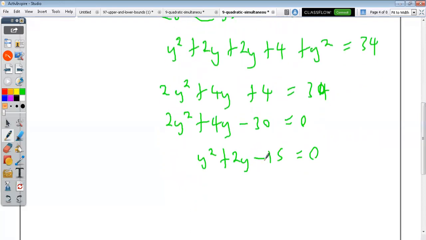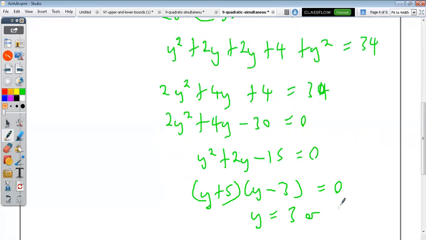So 2 factors of 15 that have a difference of 2 are 3 and 5. But you see, this is positive, so it's plus 5 and negative 3. So (y + 5)(y - 3) is equal to 0, which means y is equal to 3 or 5.